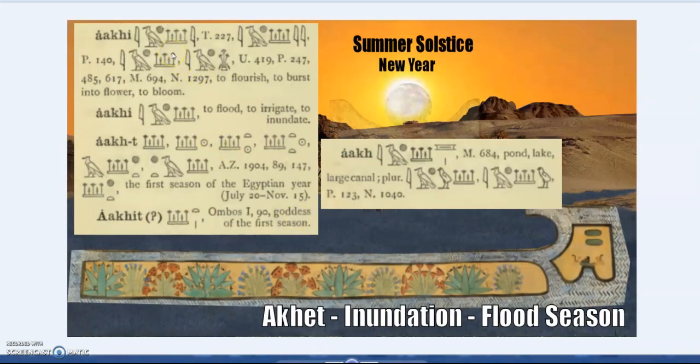Now there are also, for instance, words such as akh, to flourish, to burst into flower, to bloom. Flood. Akh, to flood, to irrigate, to inundate. Akhet, the first season of the Egyptian year. Akhet, Ombos, as in the Kom Ombo temple, which is next to the cataracts, which the Egyptians considered the source of the Nile. Ombos was a goddess. Also, ark, pond, lake, canal.